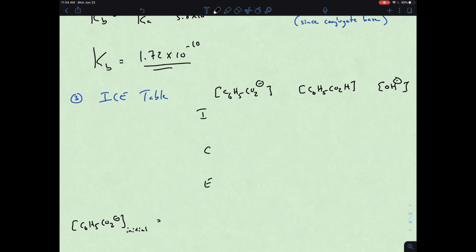So we would start with our 4.2 grams of the sodium benzoate. We would divide by its molar mass of 144 grams per mole.